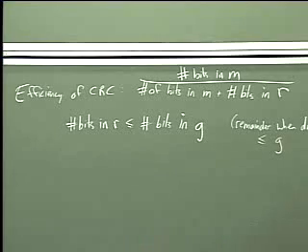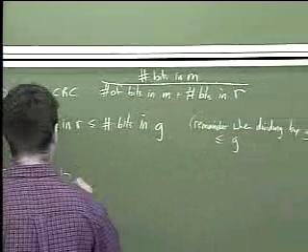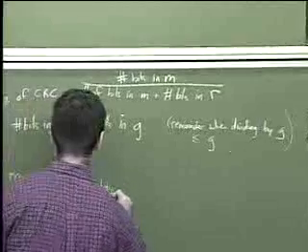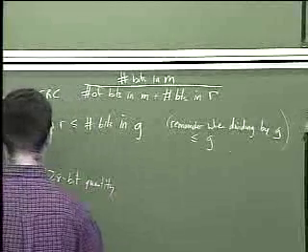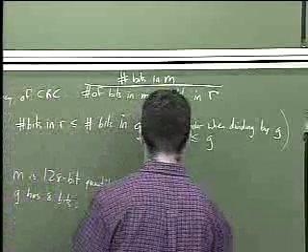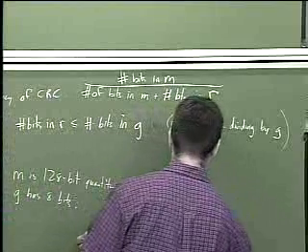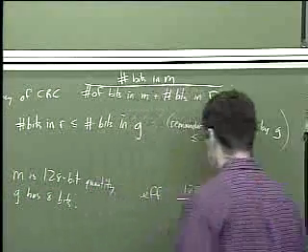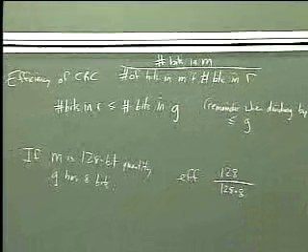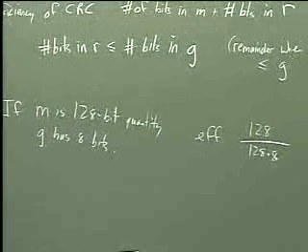Right? So for instance, what I said over here is if your message M is a 128-bit quantity, and G has 8 bits, your efficiency is 128 divided by 128 plus 8. Right? So it's very close to 1. It's a very efficient code. Okay?